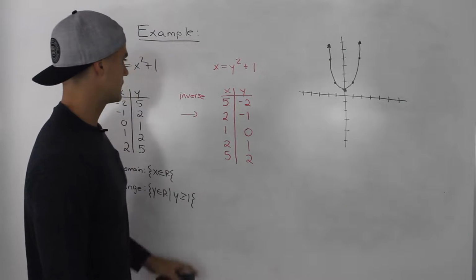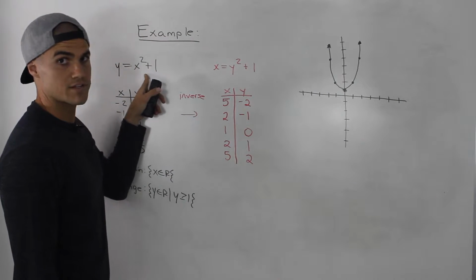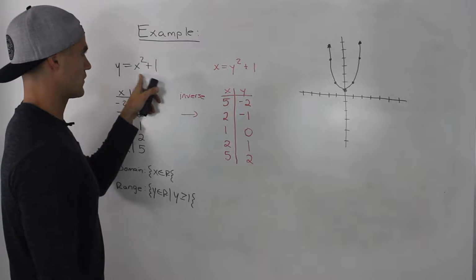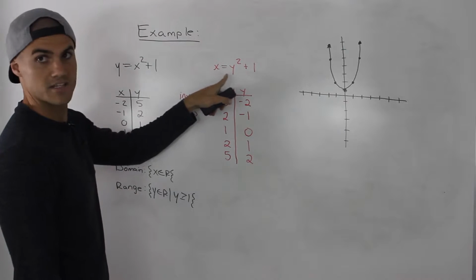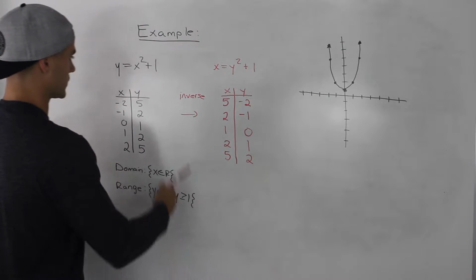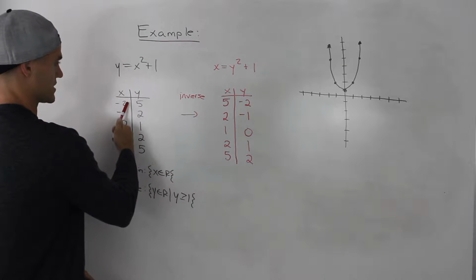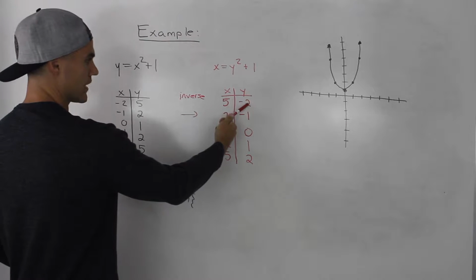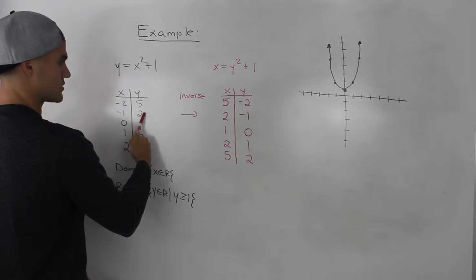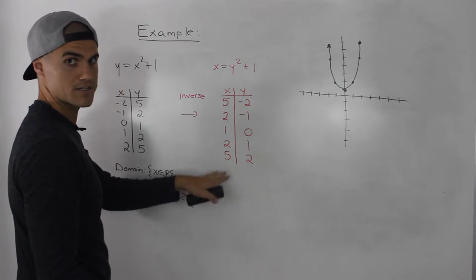So now let's figure out what the inverse of this original function would be. So for the inverse, what we do is we interchange the x and y values. Another thing we could do is we could take the table of values and then interchange the x and y values. So this negative 2 and 5 becomes 5 and negative 2. This negative 1 and 2 becomes 2 and negative 1, etc., etc.